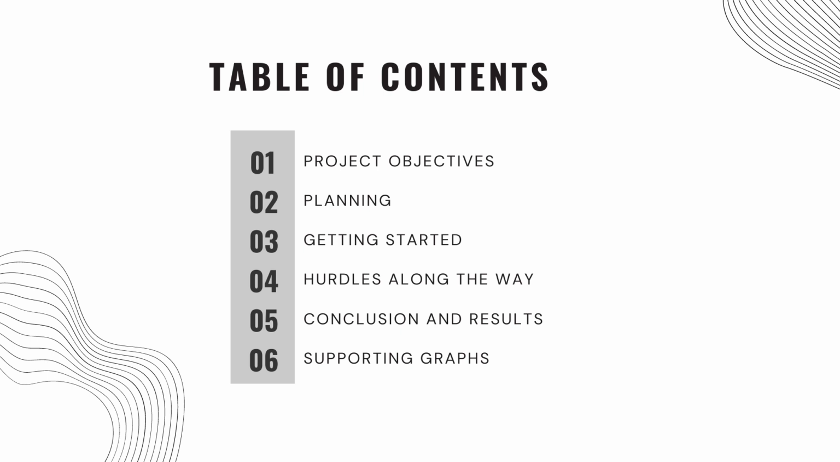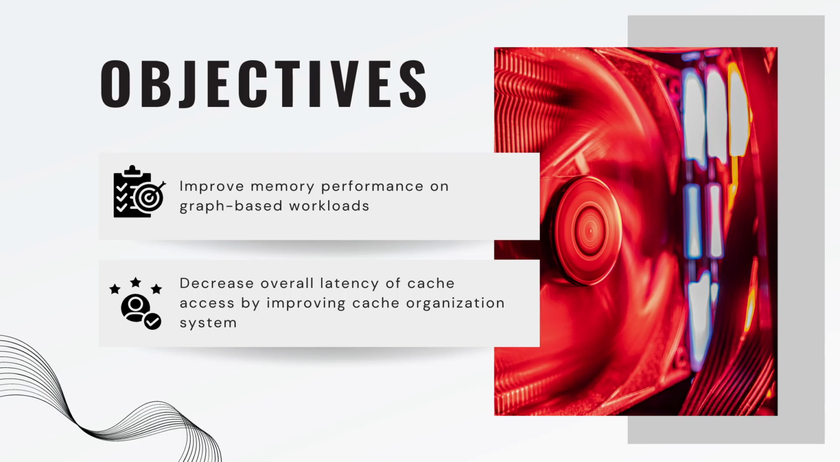So here is the flow of our presentation. First, we will talk about the objectives of the project, like what we have to implement. Then secondly, we will talk about how we planned the project and how we went through it. There are various problems we faced during the implementation, which we will describe later, and also how we tried to solve them. Then in the end, we will talk about the results we got using the ChampSim simulator.